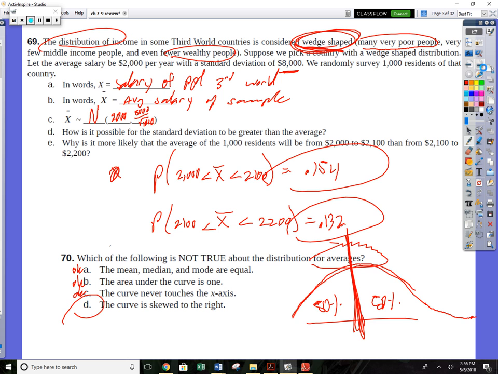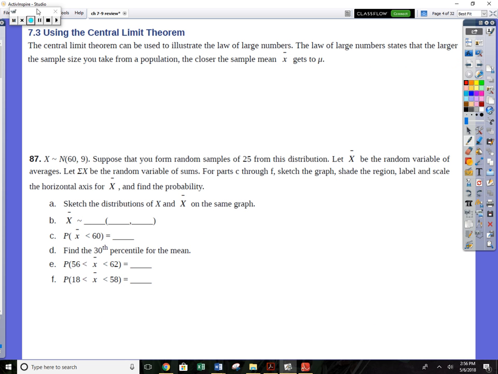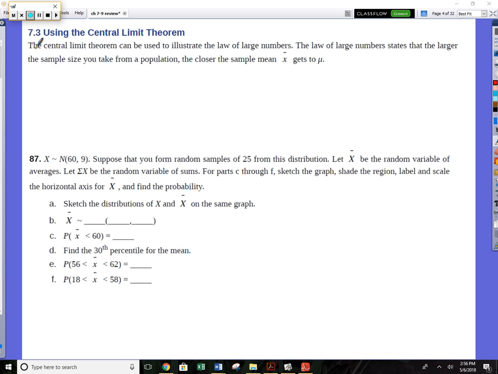Okay, then we skipped 7.2. 7.3 is just using the central limit theorem, so nothing really changes. It just says you can illustrate the law of large numbers. That means the larger your sample, the closer it's going to get to the theoretical probability. So the larger the sample, the closer the x bar gets to mu. And that is true. So let's do a couple problems.